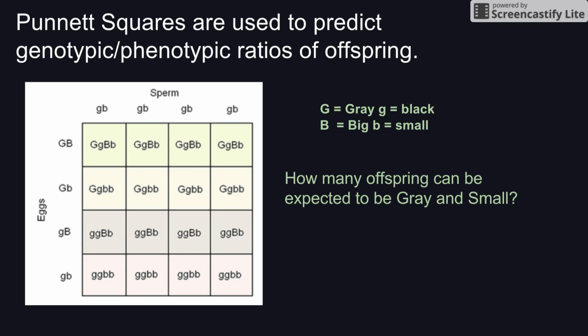Okay, so going back to our question here, how many will be gray and small? Well, it looks like gray is the dominant trait with the big G's, and then the little b is small. When I look in this dihybrid cross here, I see that 4 out of 16, or you can reduce that to 1 out of 4, follow this criteria of being gray and small.